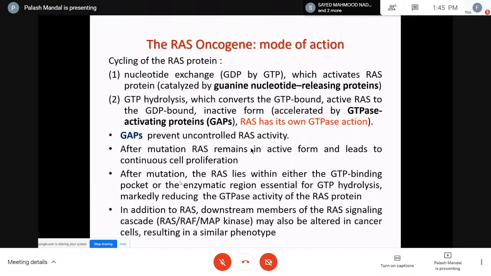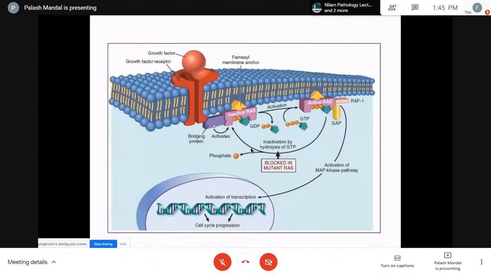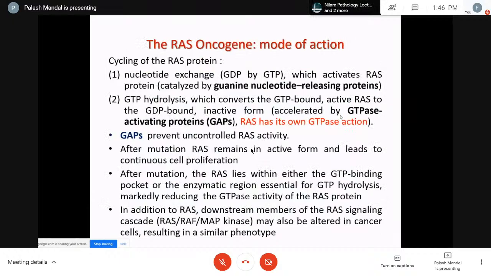Now after activation, after the action has been completed, the RAS has to go back to its normal inactive state. So who does that? That is done by the GTPase activating proteins known as GAPs. So there is another group of proteins. You see this yellow capsule-like thing is the GAP, which leads to the inactivation from active state to inactive state. Understand? So this is the hydrolysis, and GAPs prevent uncontrolled RAS activity.